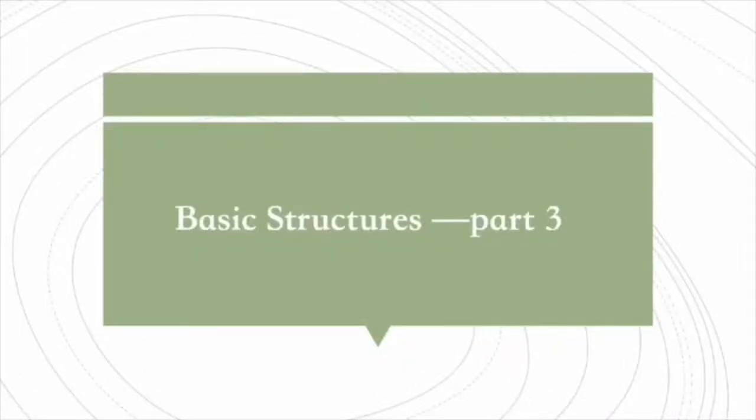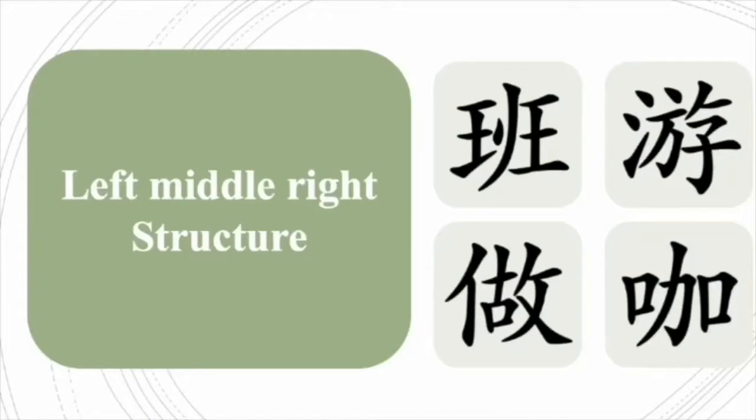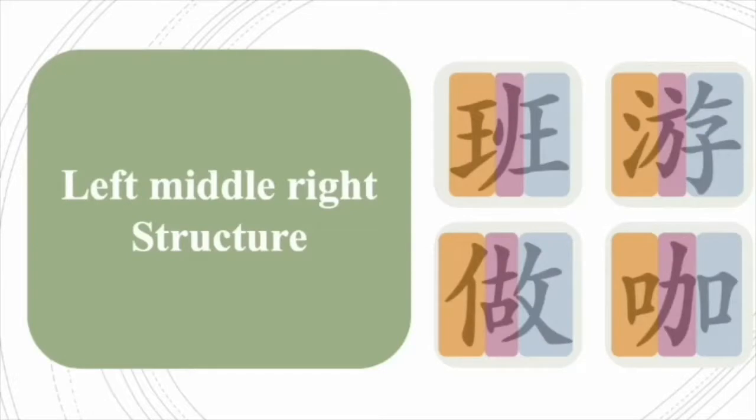Today we are going to learn some more basic structures. Are you ready? Let's go! The first structure is the left, middle, right structure. As you can see, there are three parts in each character. It's left, middle, and right.